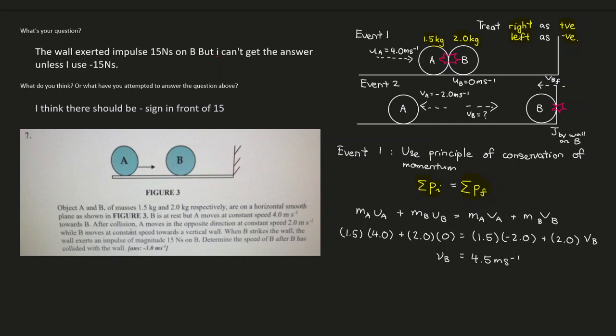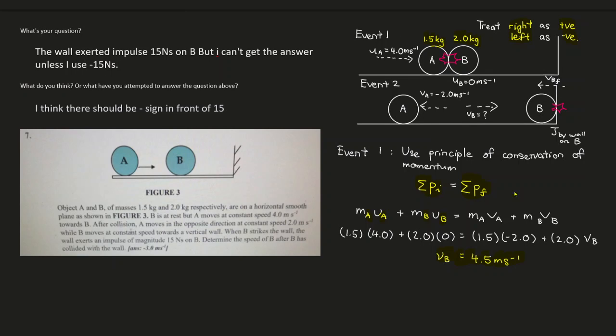Then you write down a formula. There are 2 objects here, one is object A, one is object B. Then if you substitute everything according to the situation in the diagram that I drew up there, you should be able to get the answer VB equals 4.5 meters per second.